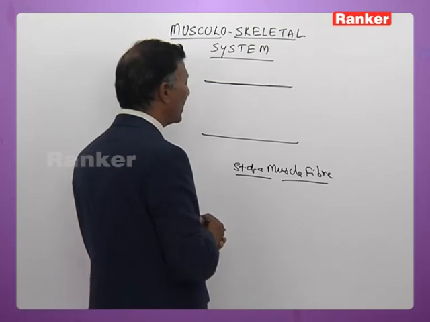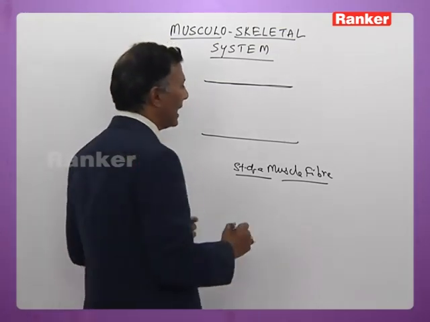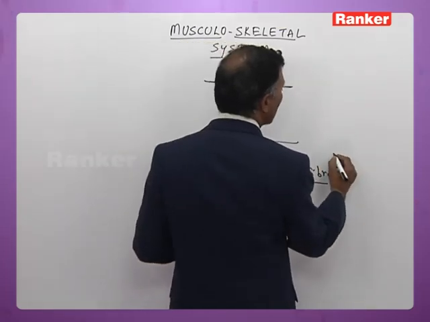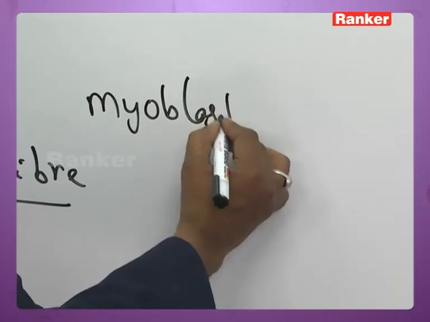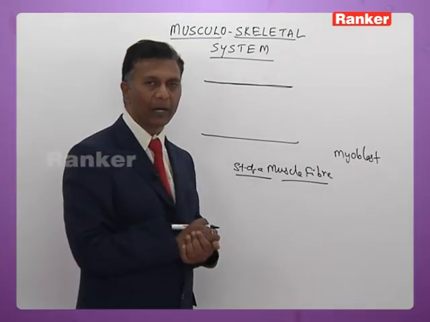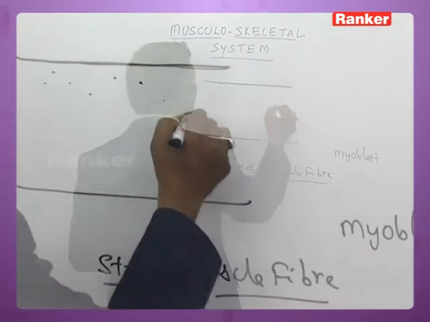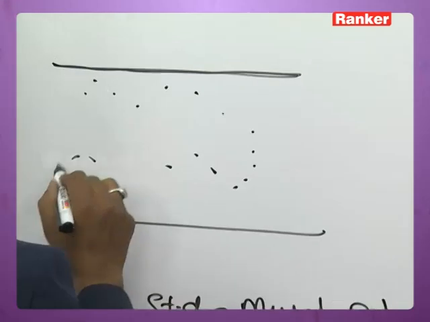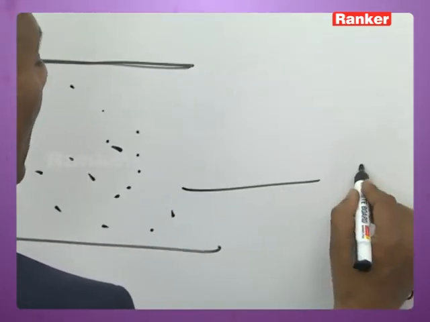Now this muscle fiber here is a modified myoblast. It arises from a mesenchymal cell called a myoblast. This myoblast differentiates to form a muscle fiber. The cytoplasm of the muscle fiber is called sarcoplasm.